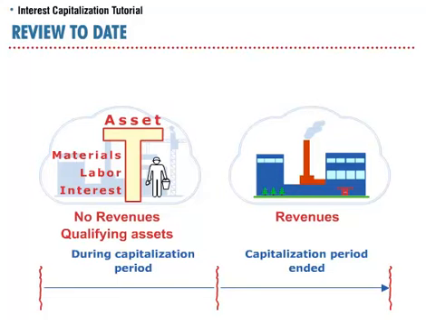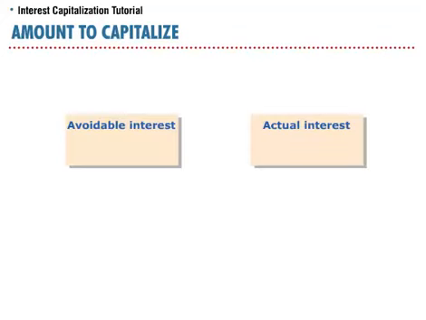You are now ready to determine the amount of interest to capitalize. The amount of interest to capitalize is limited to the lower of the actual interest incurred or the avoidable interest. The avoidable interest is the amount of interest that could have theoretically been avoided if expenditures for the asset had not been made. For example, let's examine Bucky Company. This company's actual interest for a project was $100,000, while the avoidable interest was $90,000. Because you take the lower of the two amounts, Bucky Company would capitalize only $90,000.